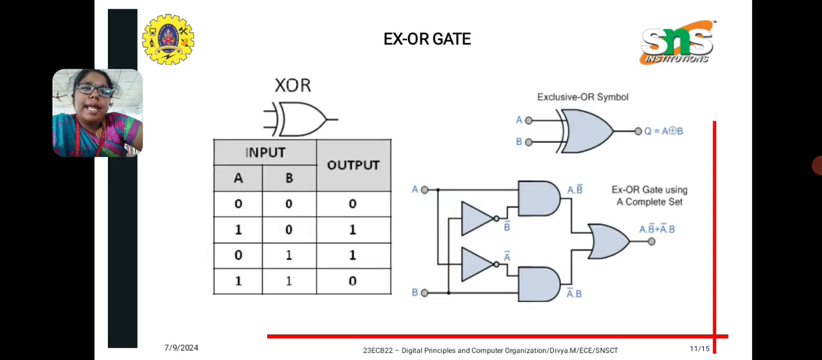This is an XOR gate, and this is the symbol of the XOR function. If the inputs differ, one high and one low, then the output will be high. If both inputs are the same, the output will be low. This is the output that we get in the XOR gate. For the XOR gate, the formula for A XOR B is A dot B complement plus A complement dot B.